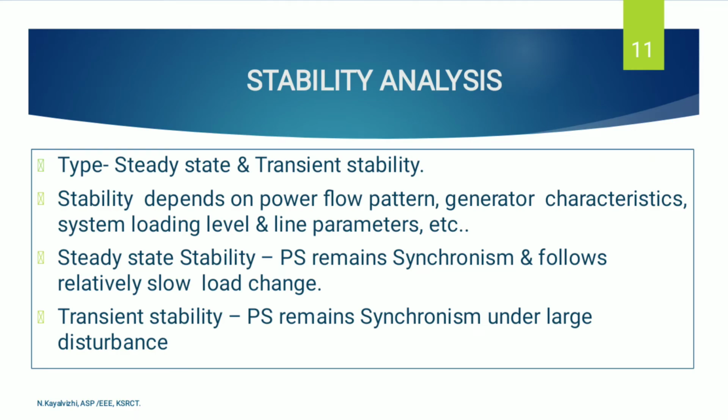To analyze short circuits, symmetrical components and sequence networks are used. Next is stability analysis. It is very important, and its types are steady state and transient stability. Stability depends upon the power flow pattern, generator characteristics, system loading level, line parameters, etc. Steady state stability is about the power system remaining in synchronism while following relatively slow load changes. Transient stability is about the power system remaining in synchronism under large disturbances.